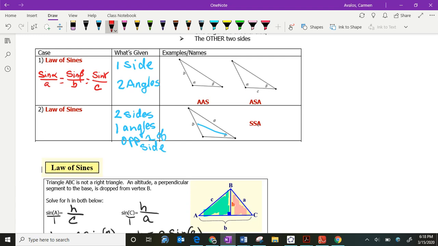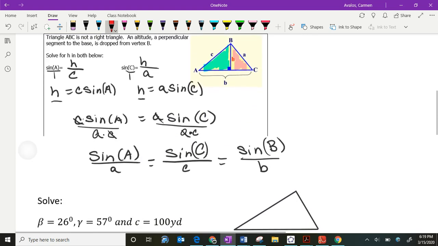This here also applies to the law of sines. This is the law of sines, but this is a special case, and this one here is the ambiguous case, which we're going to do in a different video. So we'll talk about that later, but that is the law of sines.